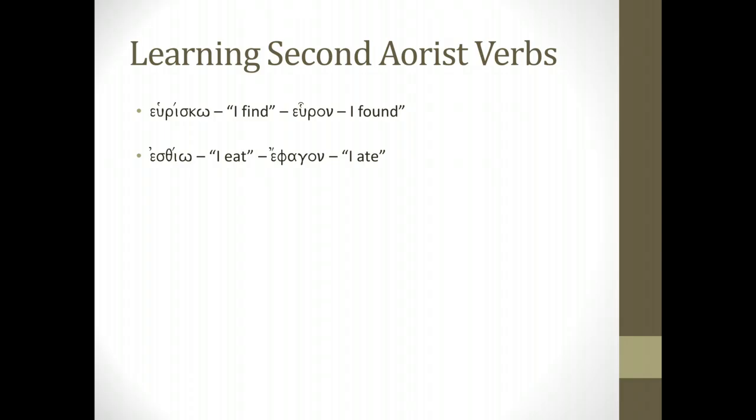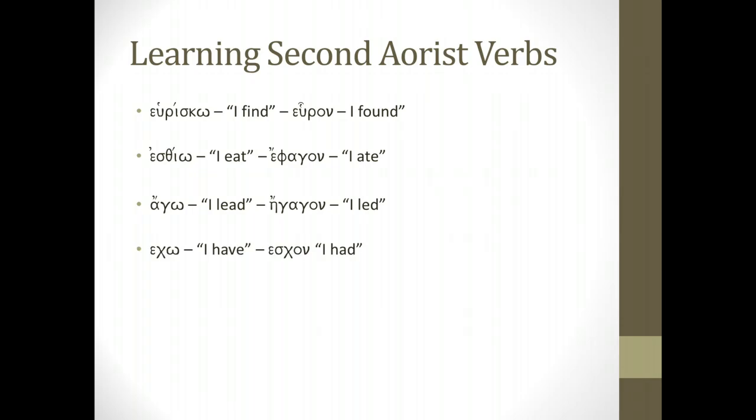Esthio, which in the present tense means I eat, will become ephagon, which means I ate. Ago, which means I lead, becomes egagon, which means I led. Echo, which you know in the present tense as I have, when it enters into the second aorist tense, becomes eschon, and it just simply means I had. And then trecho, which means I run, when it enters into the second aorist, becomes edramon, which means I ran.